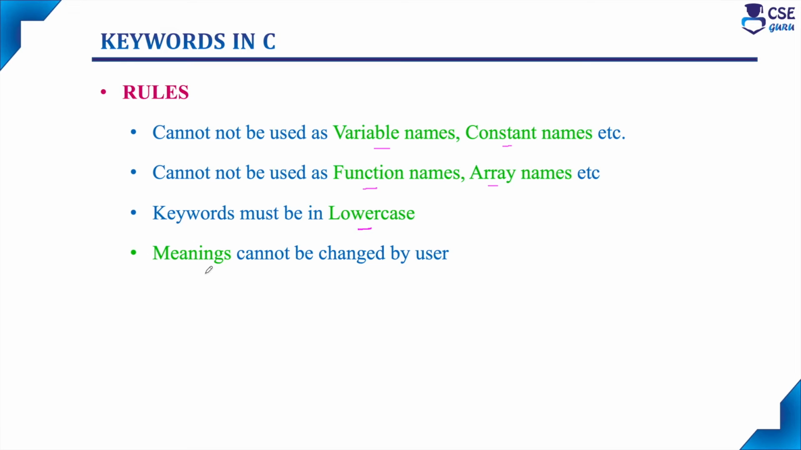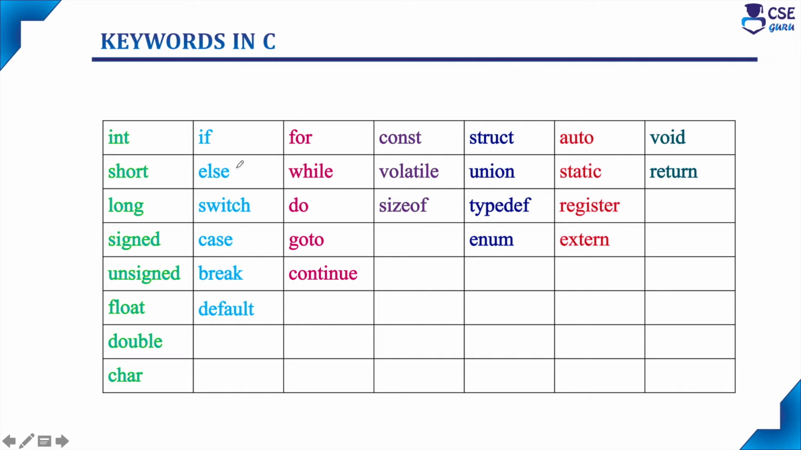The meaning of the keyword is already predefined and it is a special meaning that is easily recognized by the C compiler. So, the meaning of keywords cannot be changed by the user. So, these are all the rules to use keywords in C language. And next, there are 32 keywords in C language. So, this is the list of 32 keywords.